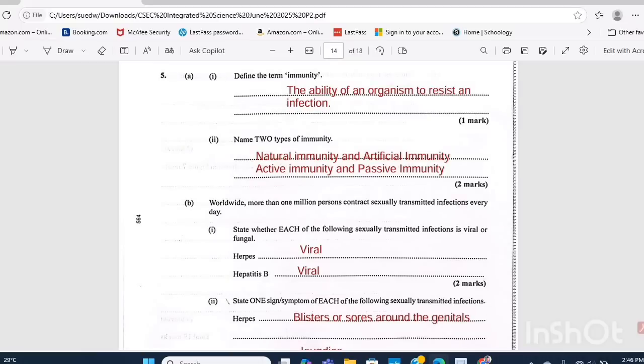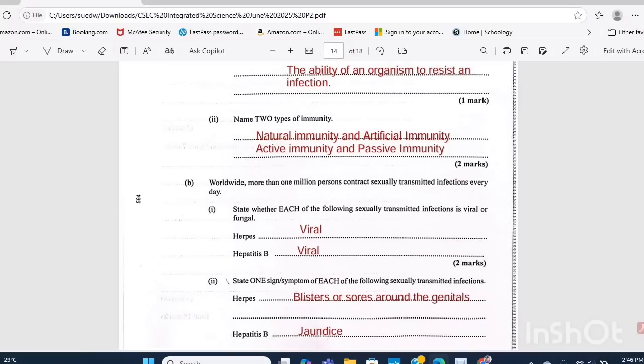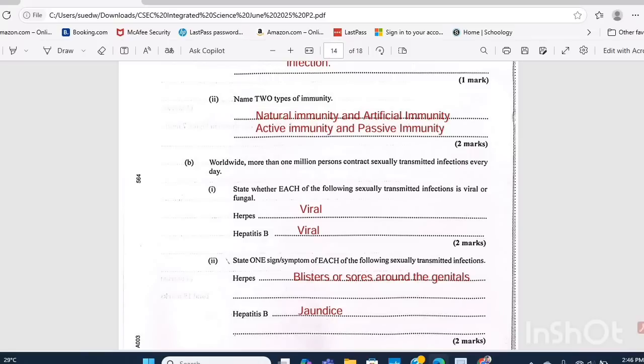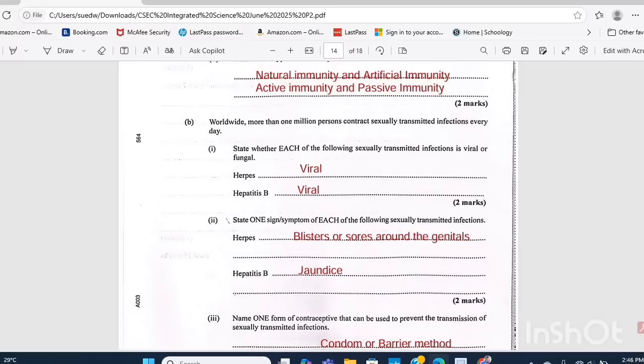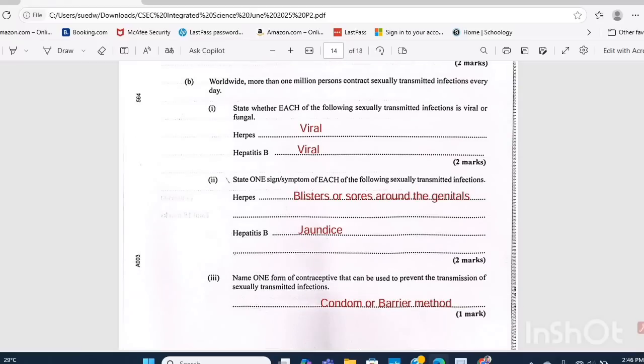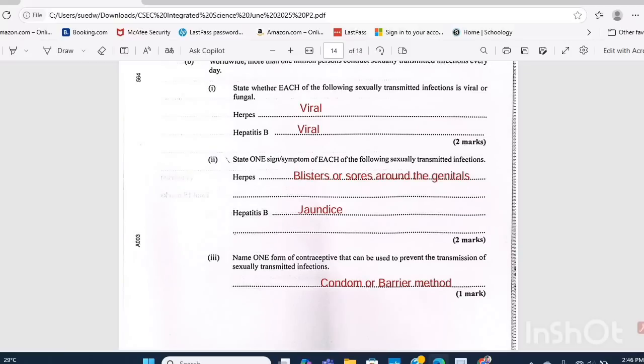Part 2, state one sign or symptom of each of the following sexually transmitted infections. So for herpes, you have blisters or sores around the genitals. And for hepatitis B, you have jaundice, all right? And jaundice is when you have that yellowing of the eyes and the palms of your hand.